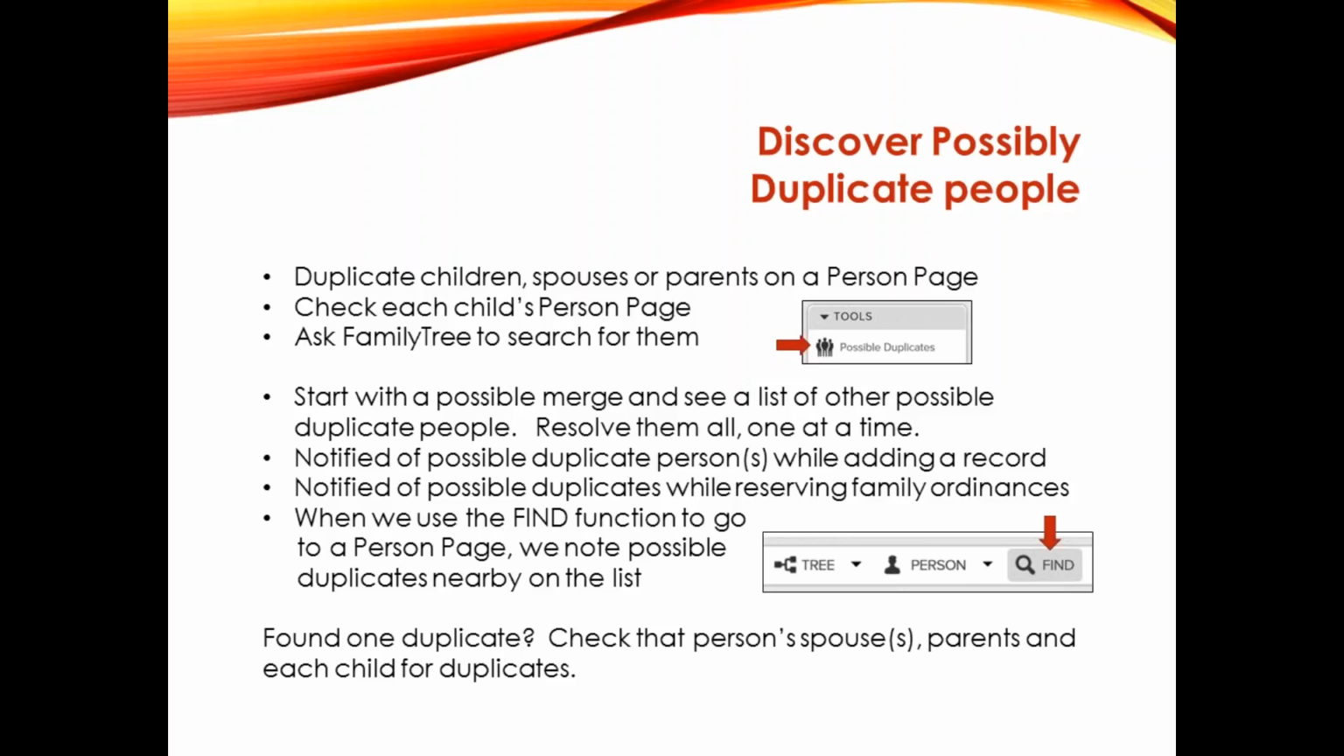And that's because FamilySearch gets smarter the more it knows about this family. It begins to search for the whole family unit and for children that are in common between 2 families in order to find possibly duplicate people.